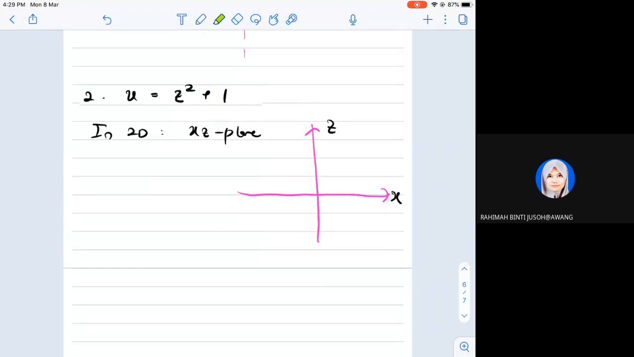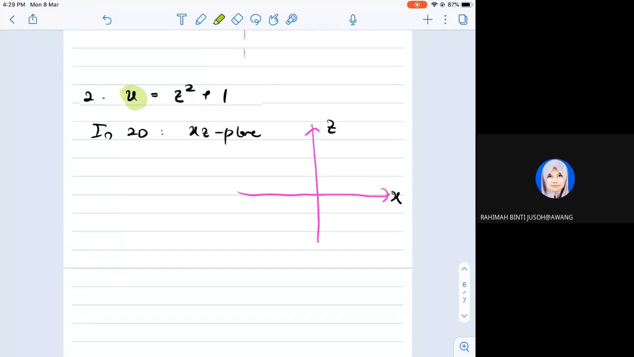Okay, what's the subject now? Apa subject kita dalam equation ni? X. Okay, so now what happened? The parabola should be facing which side? Left and right. Okay, good. So now right ke left? Right. Okay, very good.